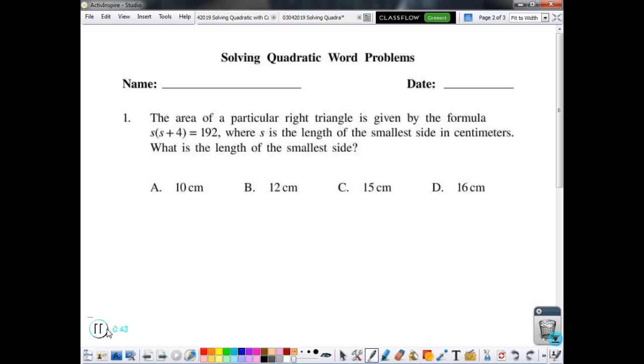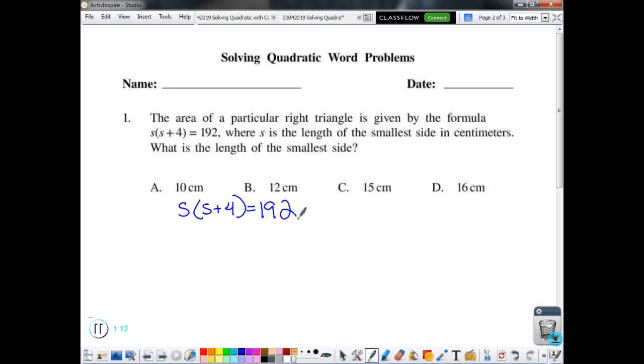It's only 4 problems. Alright, so number 1, the area of a particular right triangle is given by the formula S times the quantity S plus 4 equals 192, where S is the length of the smallest side in centimeters. What is the length of the smallest side? Alright, so I have an equation, right? I'm trying to solve for S. So I have S times S plus 4 equals 192.